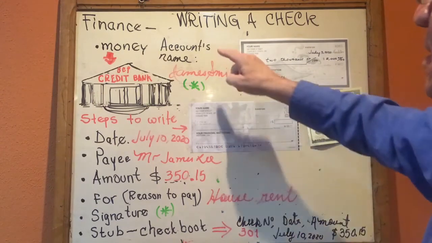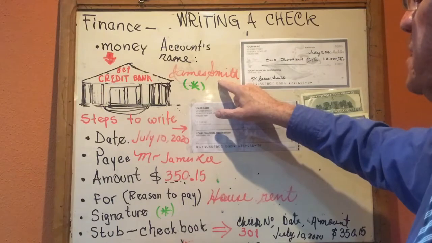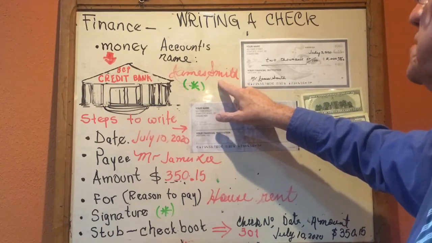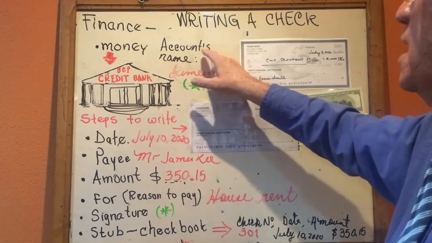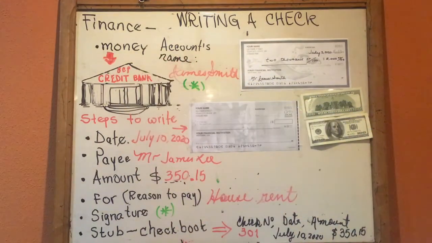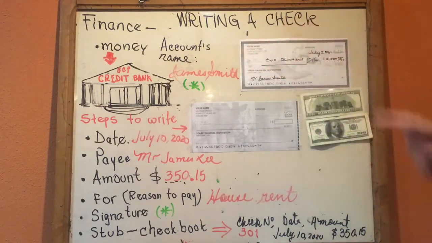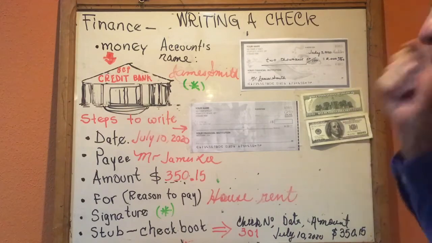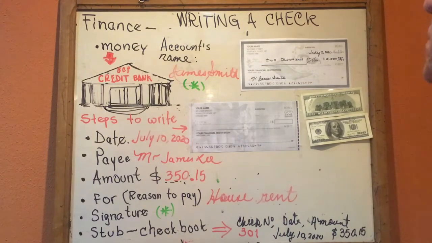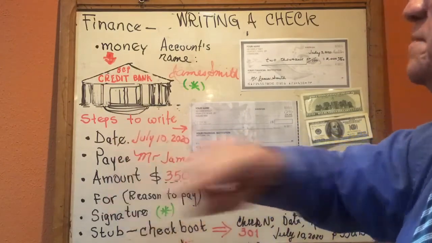That means that there's a person that has an account name. In this case, we're talking about Mr. James Smith, who has a money account in the bank, in this credit bank, okay? So he needs to write a check. A check is a document like this that's been already filled out, but now we're gonna learn how to do it, how to write a check. We need to follow these steps.